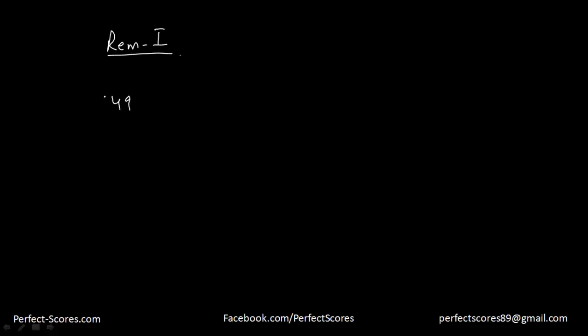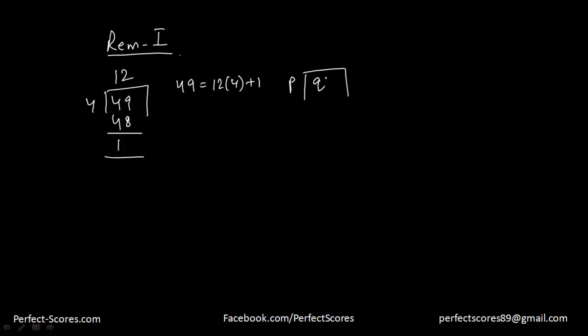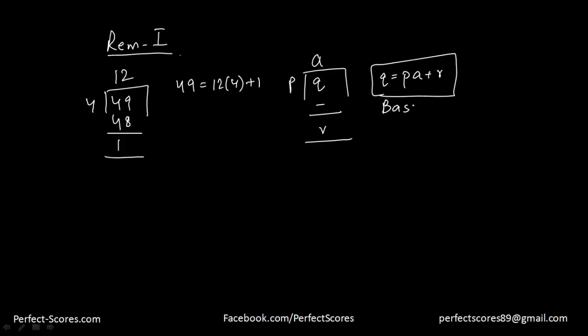Let's suppose I divide 49 by 4, right? So I'll have 12 here, I'll have 48 here, and I'll have 1 as the remainder. So in this case, I can say that 49 is equal to 12 into 4 plus 1, right? Similarly, if I divide P by Q and I have, let's say, A here, and I have remainder R, then I can say that P is equal to Q into A plus R. So this is the basis on which the whole remainder theorem depends, right?